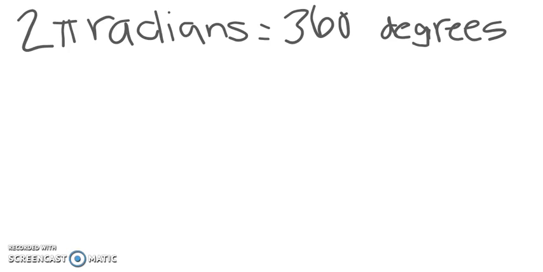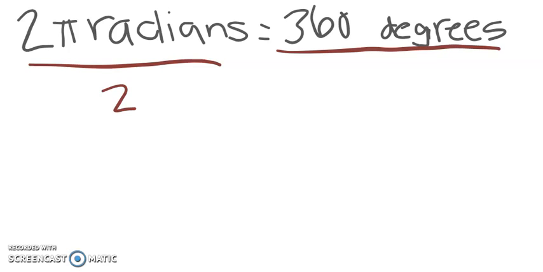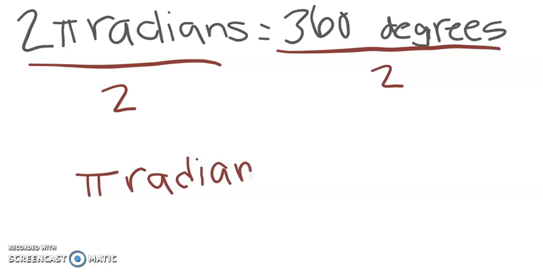Now we need to figure out how many pi radians is equal to what degrees. So we just divide that by 2. Divide this by 2. And we get pi radians is equal to 180 degrees.